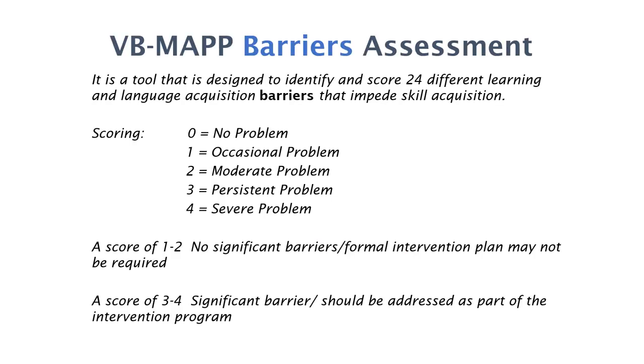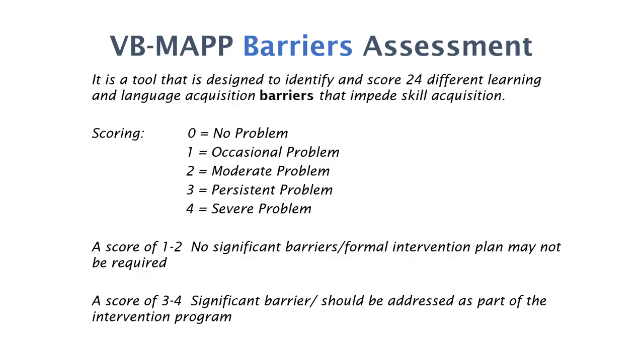This assessment is designed to identify 24 language, social, behavioral, and learning barriers that may be preventing learning and progress for our students. By identifying these barriers, teachers can develop specific interventions and strategies to help students succeed. Scores for individual barriers range from 0 to 4.